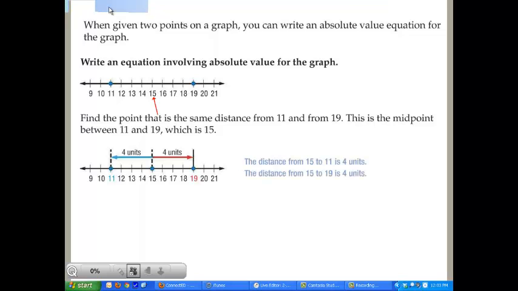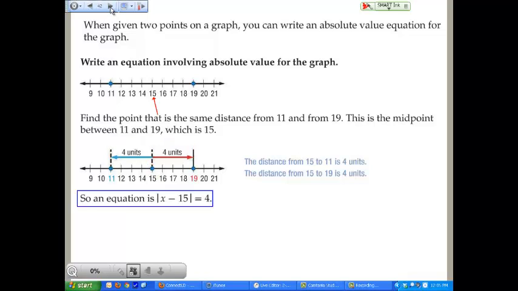And we can see that the distance from 15 to 11 is 4, and the distance from 15 to 19 is 4. The equation, therefore, would be the absolute value of x minus 15 equals 4. 15 being that midpoint, and 4 is the distance between the midpoint and the 2 points that we were given originally on the graph. And that is what you would call an answer. That's what you would box as your final solution.